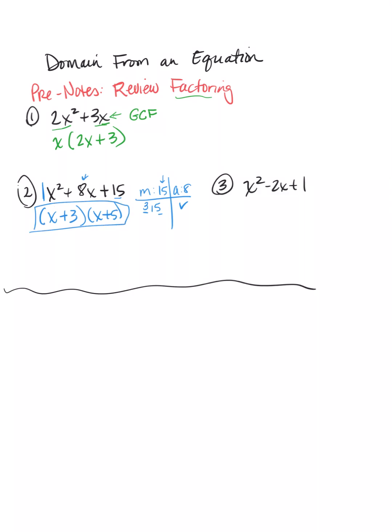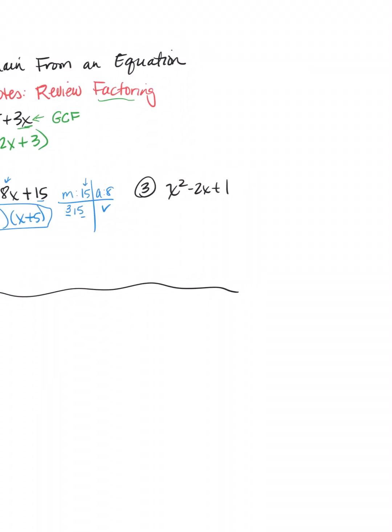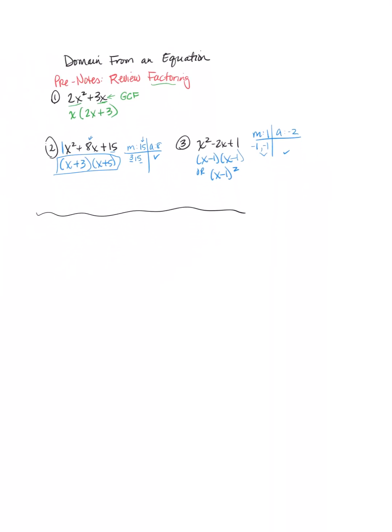Okay, so that's factored. What about this one? What two numbers multiply to 1 but add to -2? Well, the only numbers that multiply to 1 are 1 and 1, right? But to be -2, they would have to both be negative. As long as they multiply to be a positive, it works. So it can be x minus 1 times x minus 1, and we could also write that as x minus 1 squared, right? Either one is correct. Now that that's refreshed in your mind, let's look at the next thing.